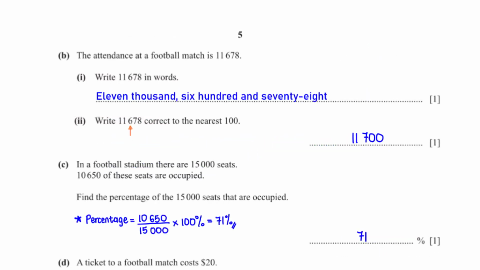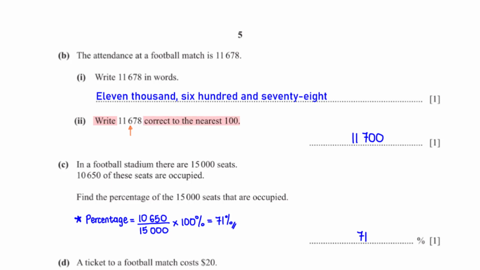The attendance at a football match is 11,678. Write 11,678 in words. Here is the number written in words. Write 11,678 correct to the nearest hundred.